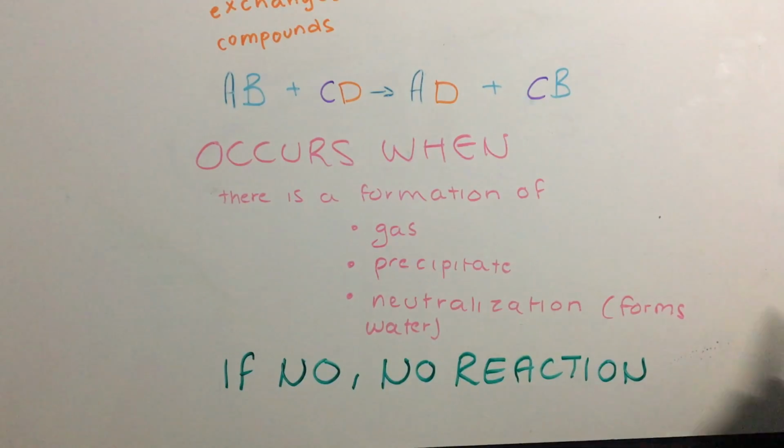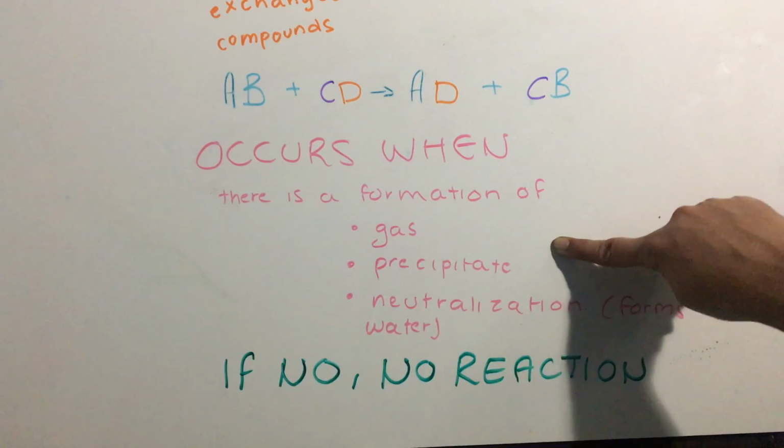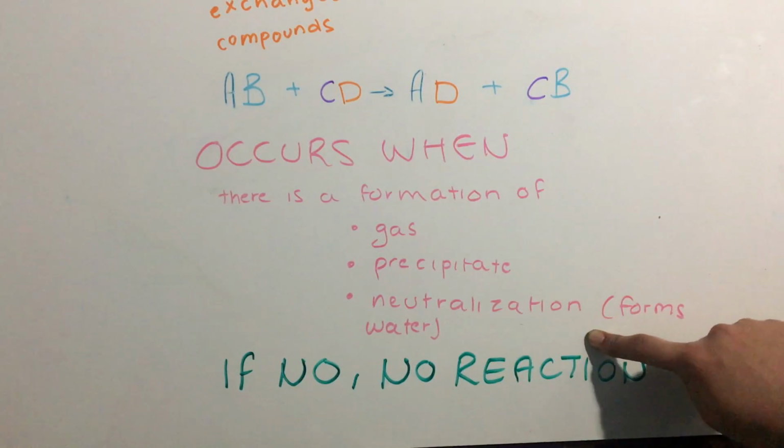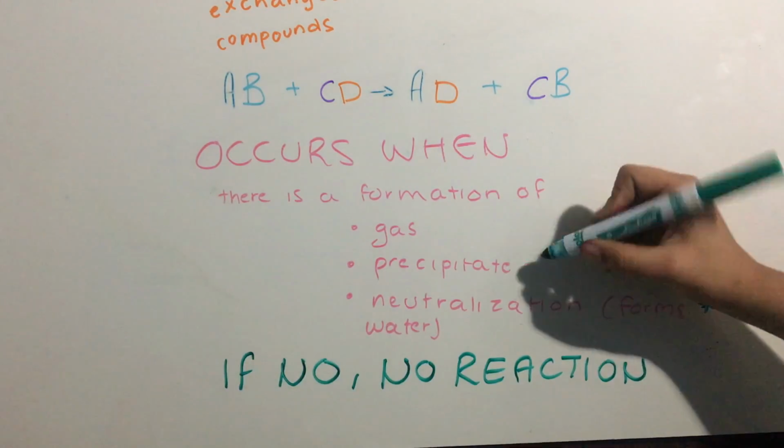A double displacement reaction only occurs if there's a formation of a precipitate, production of a gas, or the formation of water. If this does not occur, then there is no reaction. In this video, we will be focusing on neutralization and precipitation.